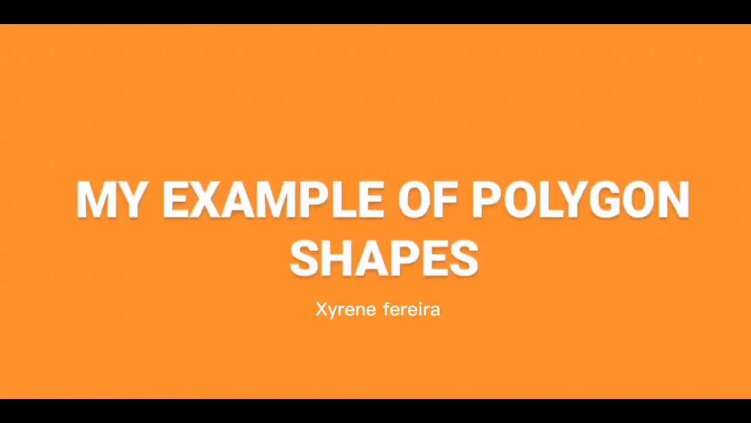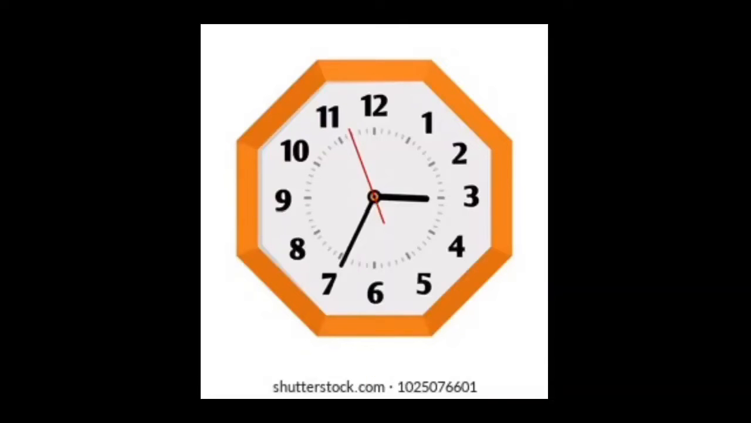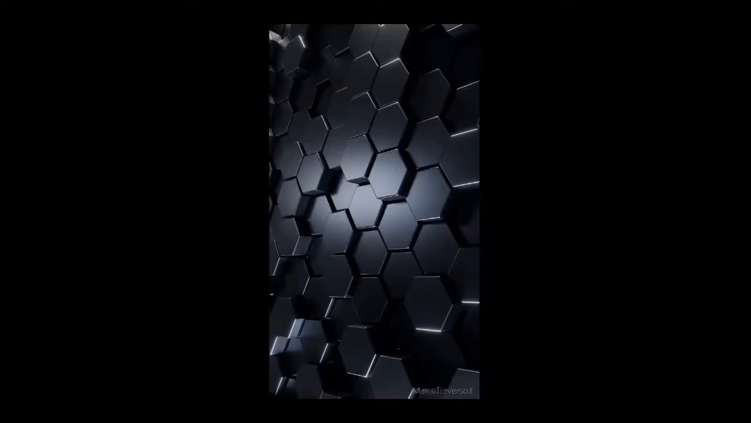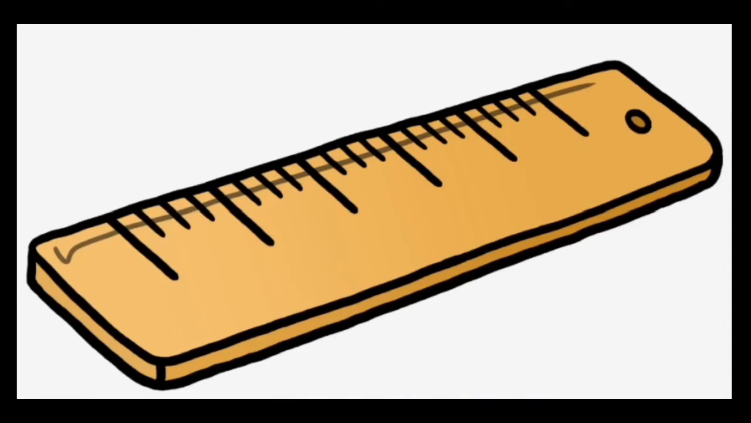My example of polygon shapes. This is called octagon because it has eight sides. And this is called hexagon because it has six sides. And last, this is called rectangle because it has four sides.